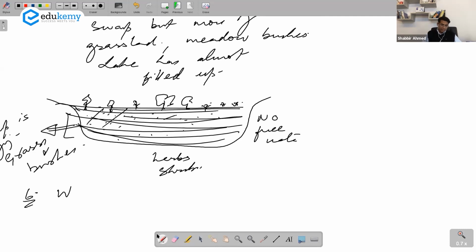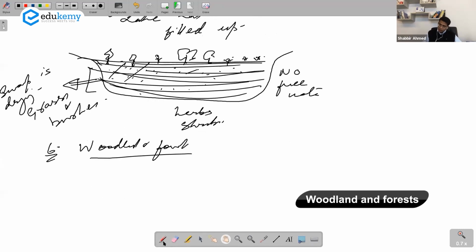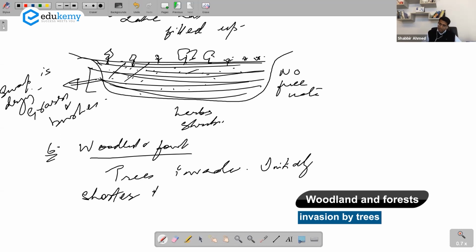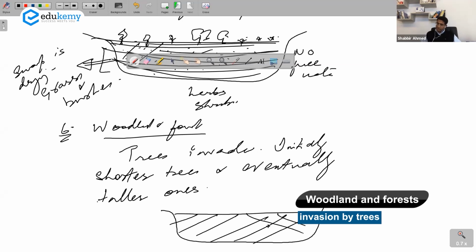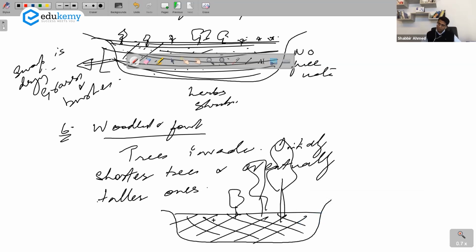And the final is the woodland. Woodland and the forest. So the trees invade. Initially shorter trees and taller ones. So this used to be the lake. This lake is entirely filled up now, solid ground, and there are now proper trees, bushes, trees, the woodland.